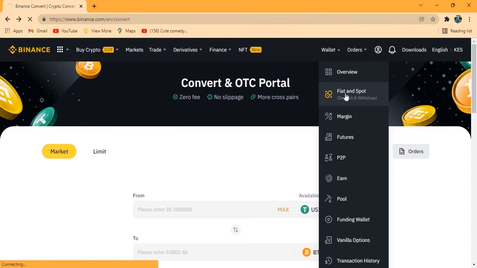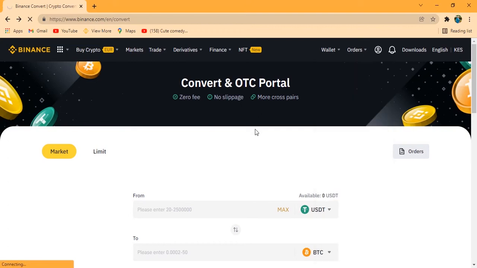So I said the P2P money is under the funding wallet. The moment you deposit money in P2P, the money goes to the funding wallet. So we are going to transfer that money from the funding wallet to the fiat and spot account wallet. We are going to do that in a moment. The network is slowing down.